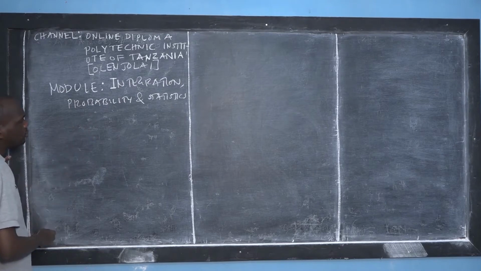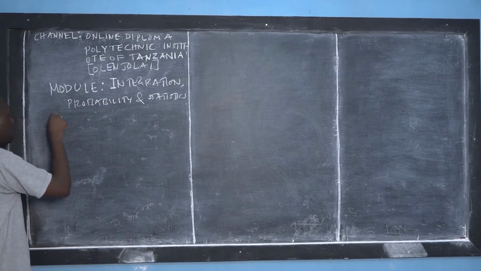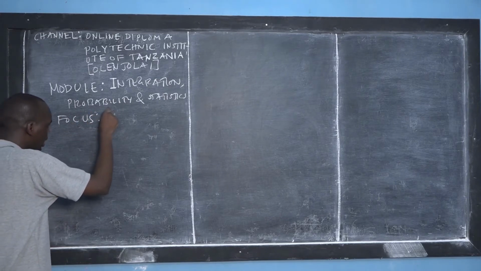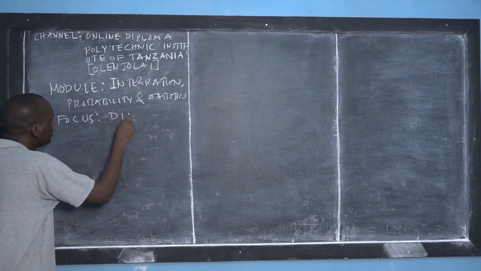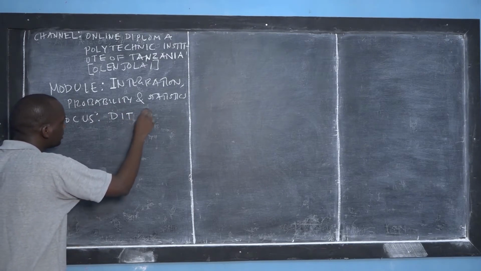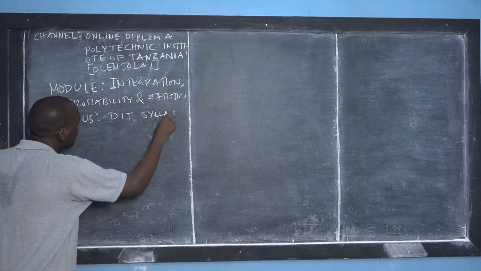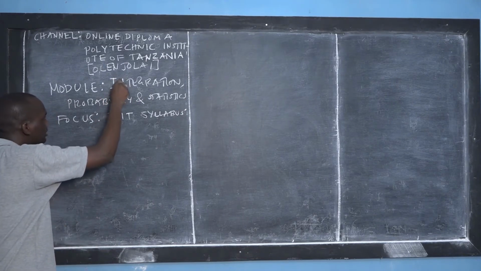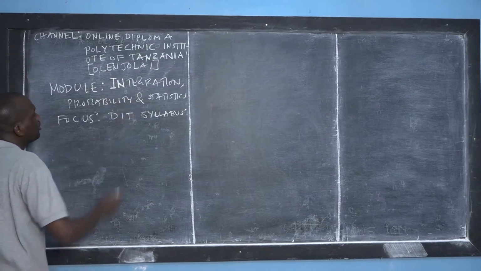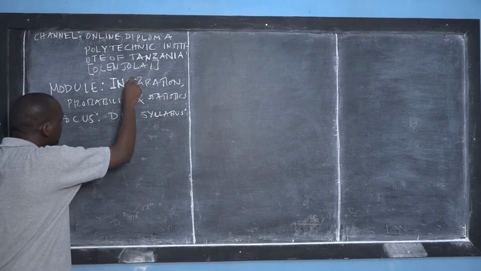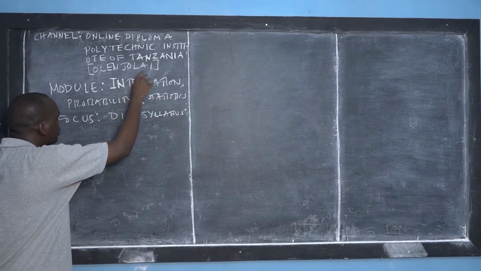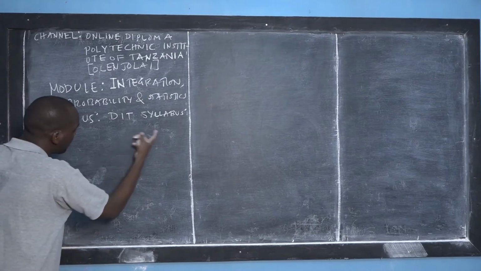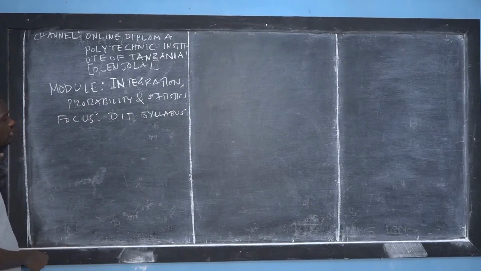but the focus at this moment, I'll be focusing on the DIT curriculum or DIT syllabus. It doesn't mean that this material won't be used for other students. No, the requirements of NACTE are similar in different institutions of engineering. So the engineering mathematics recommended by NACTE to be studied by the students of ordinary diploma is closely similar. But my primary focus is on the DIT syllabus.